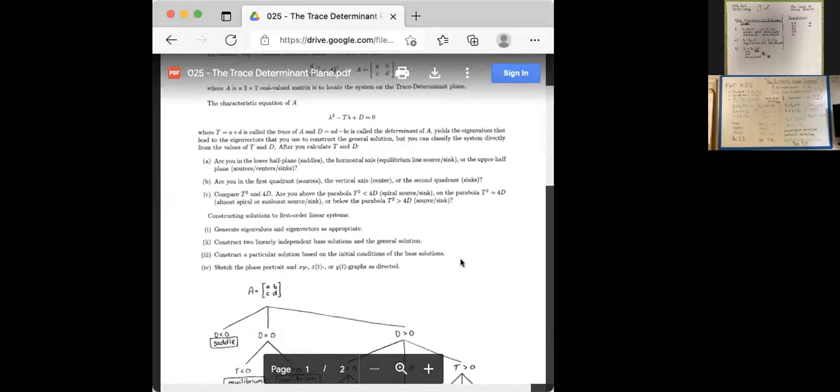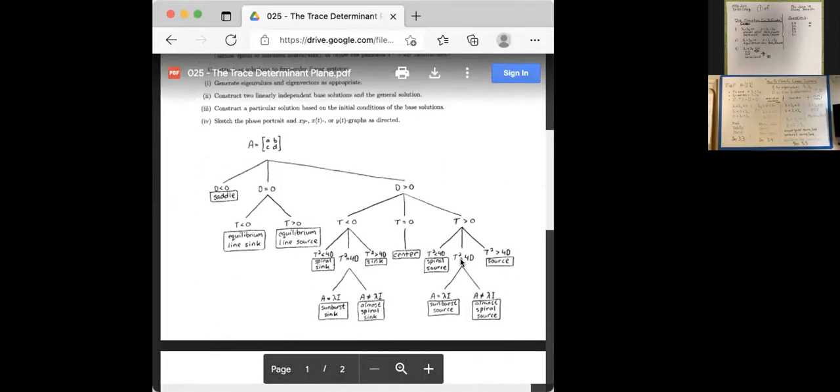So this is one of the handouts from my website. It's the one called the trace determinant plane. And so on this handout, think of this like maybe it's a family tree if you like, for the matrix A, B, C, D. I'll go through every possible case with the exception of the mystery point. Let's trace the family history of matrix A.